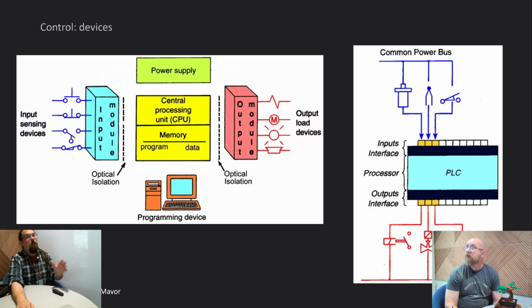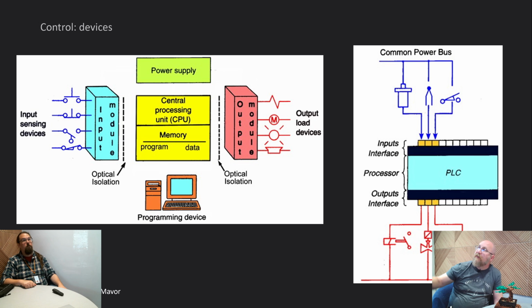So again, keep this in mind: there's an external power supply to either side of the PLC when we're dealing with these input and output modules. And that's what you see there on the common power bus to the right. On the common power bus to the right, there's a common power bus for the inputs, and then there's a common power bus for the outputs accordingly.